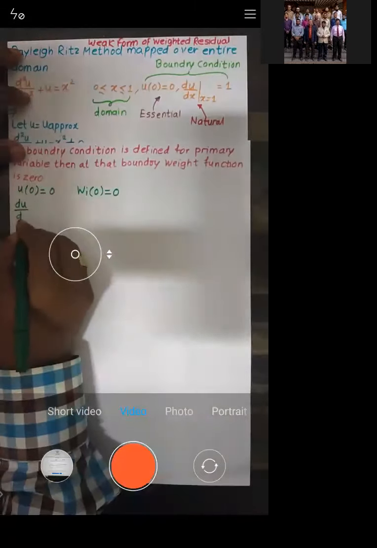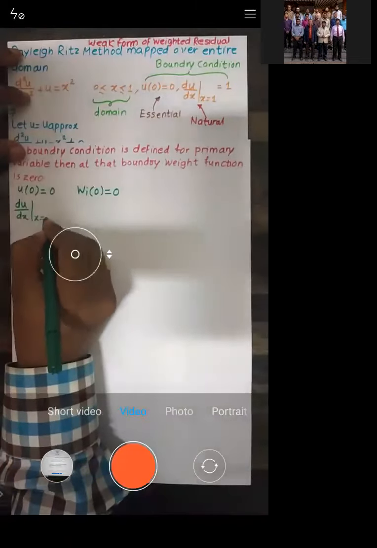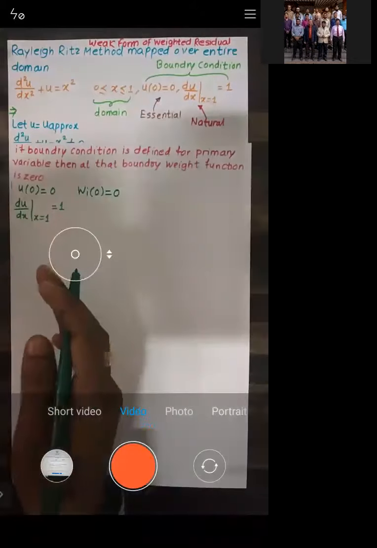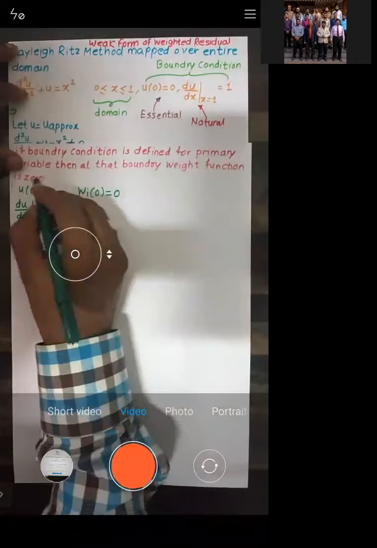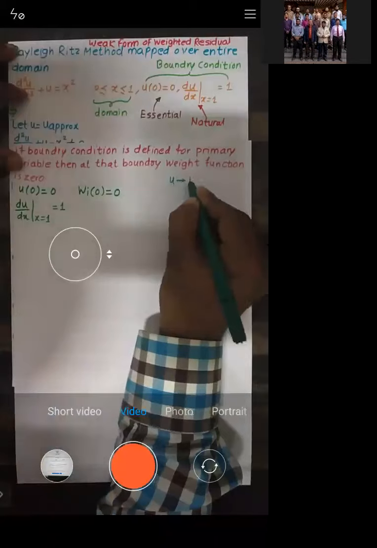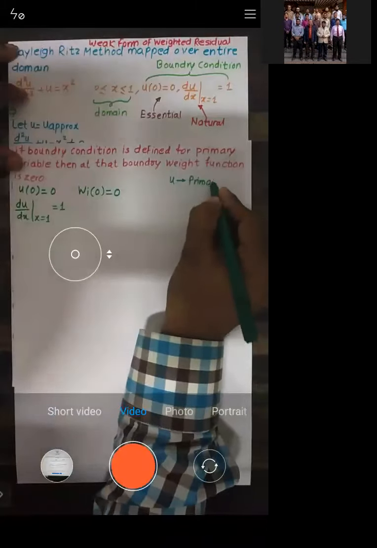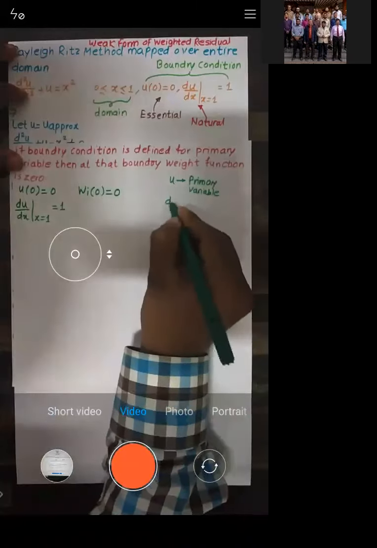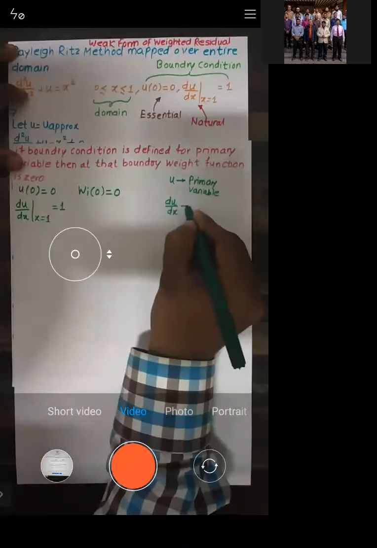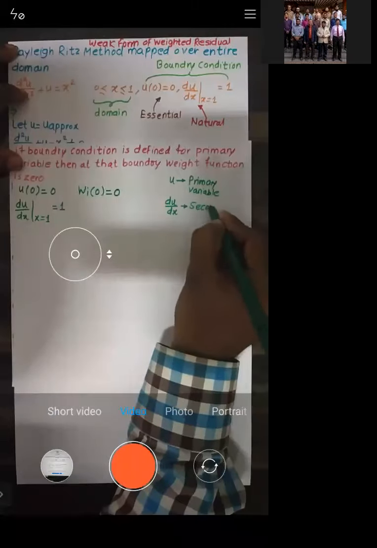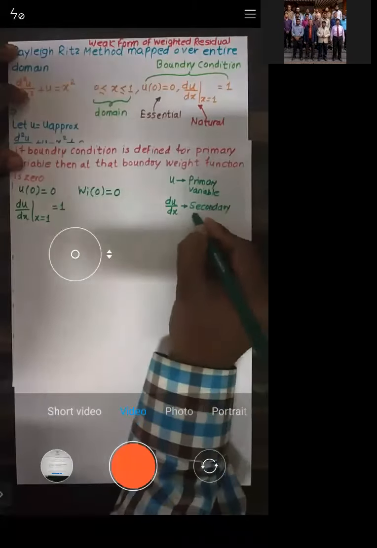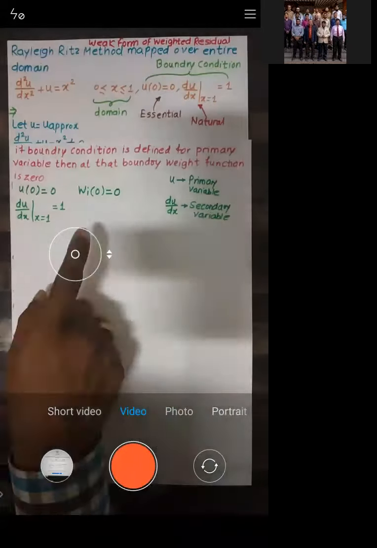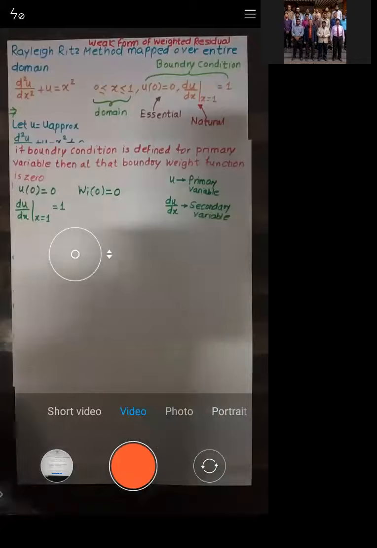du by dx when x is equal to 1 is equal to 1. So see, this is in terms of a secondary variable. If you want, I will just highlight here. u is the primary variable, right? If you talk about the derivative of u, du by dx, it's a secondary variable. So at this boundary, the weight function will not be equal to 0.